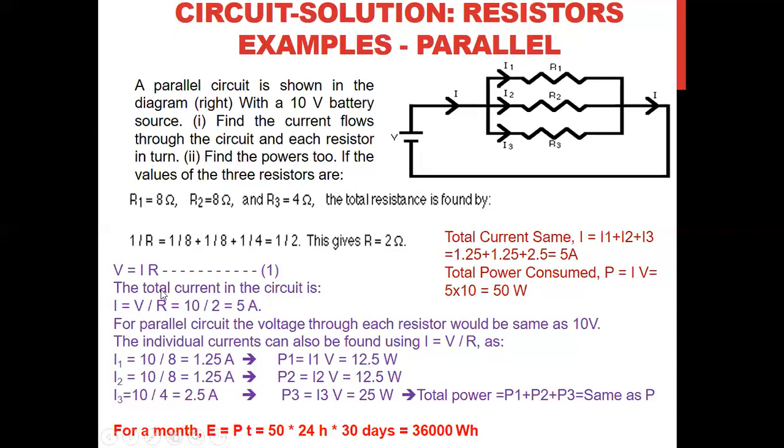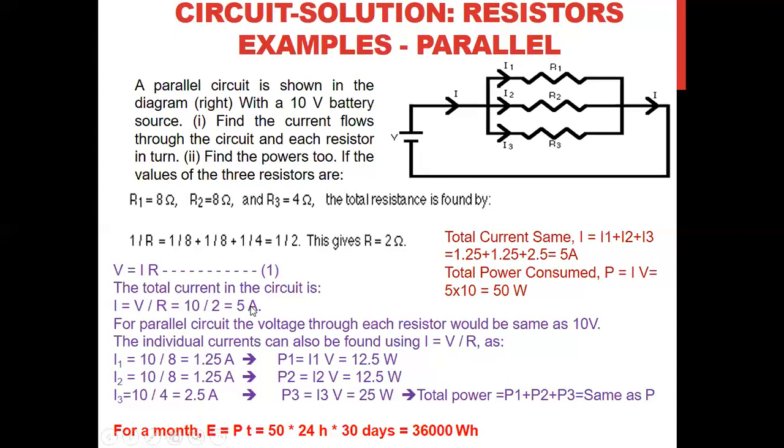So also we can use Ohm's law to find the total power consumed. P equals IV. We know I is 5 ampere, V is 10, so 50 watt. They are the same. Okay. Now, what is the total current? Total current, let us check. Total current I equals I1 plus I2 plus I3. So if we add up these three, it will be 5 ampere. We know total current is 5 ampere.